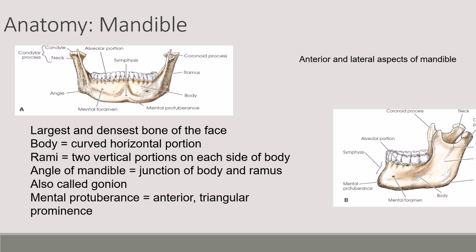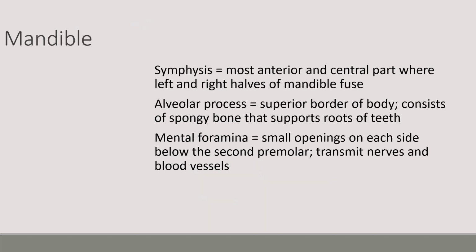The mental protuberance is anterior. It's a triangular prominence anteriorly at the bottom of the mandible, and it's where the two sides of the mandible meet at the symphysis of the mandible. The two bodies meet, left and right. We see an anterior view and a lateral view here, pictured on our slides. The most inferior point on the symphysis is called the mental point, the most anterior and central part, where the left and right halves fuse.